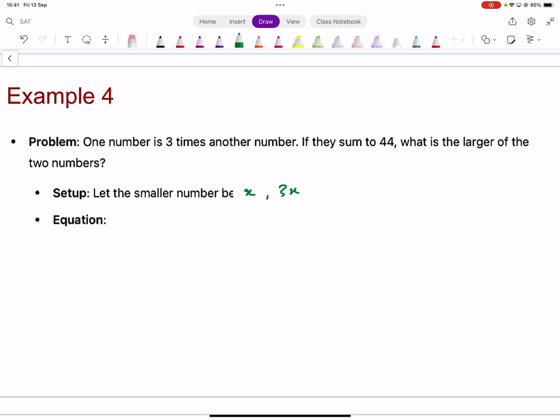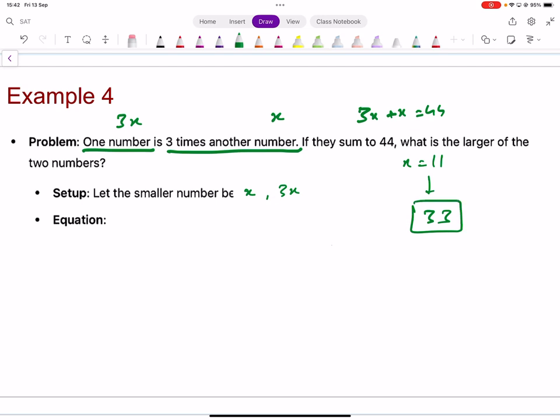Is that okay? So you just have to translate that statement into a mathematical form. One number is 3 times another number. So if we call one of them x, the other one would be 3x. And their sum is 44. You can find the value of x from that. That will be 11. But they asked you for the larger number. What's the larger number? 33. And that will be your final answer. Does that make sense?